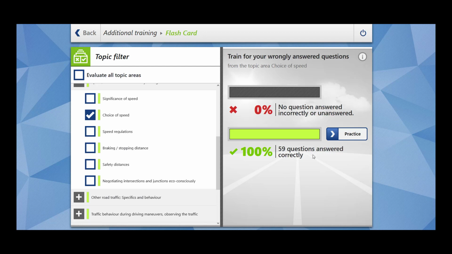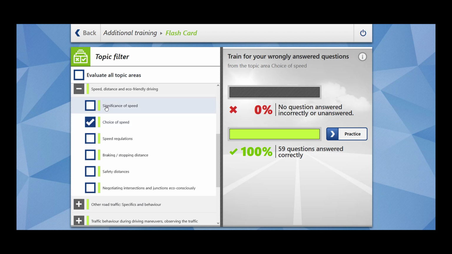Now we are going to cover 59 questions which are related to choice of speed, which falls under the main topic of speed, distance and eco-friendly driving. Since covering 59 questions in one video would be too much and the video would be extra long, we are going to divide these 59 questions into parts. Let's begin.